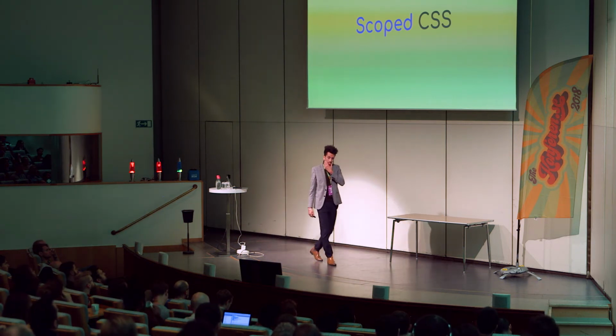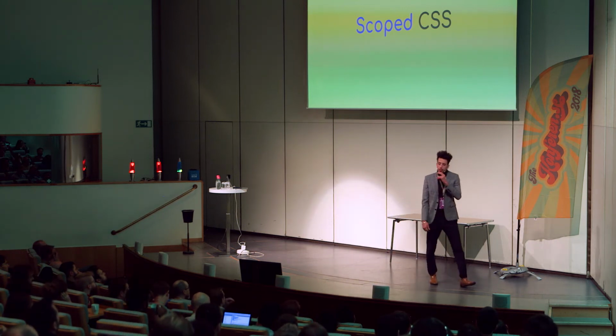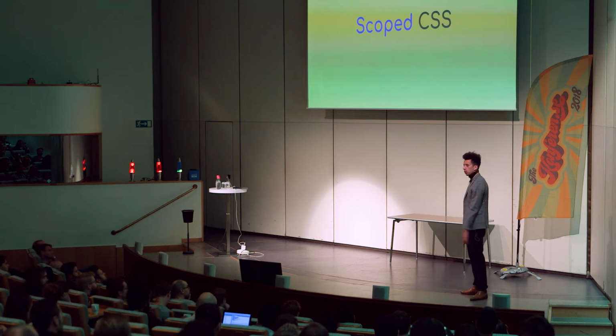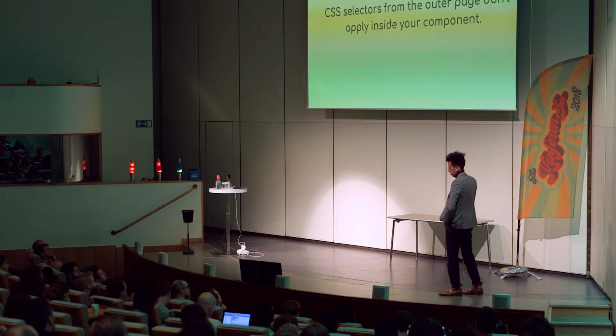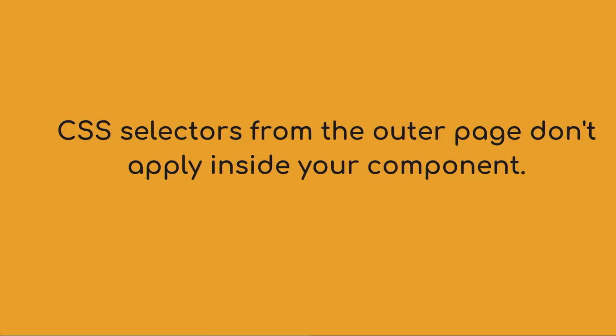One thing also that the shadow DOM has introduced is something called scoped CSS. So you don't need to use iframes anymore to have scoped CSS. Which means there are two rules that Shadow DOM will give you. First, the CSS selectors from the outer page don't apply to the elements inside the Shadow DOM.